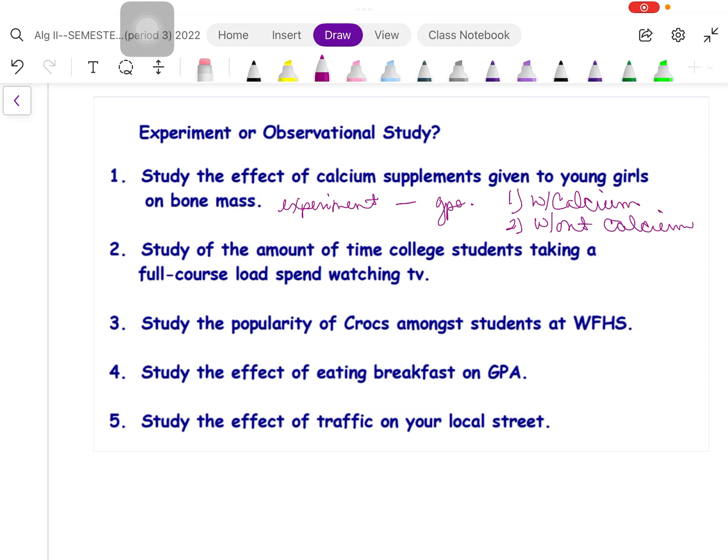Okay, second situation. I'm going to study the amount of time college students taking a full course load spend watching TV. Would you run an experiment or would you run an observation? That would be observational, because you would simply ask people what their course load is and how much time they spend watching TV. So you're simply counting up the number of people who watch their TV.